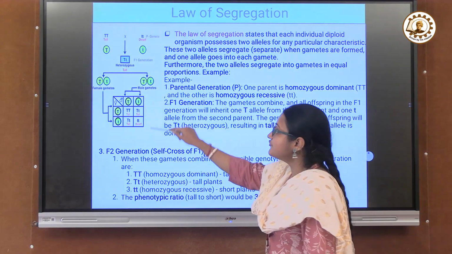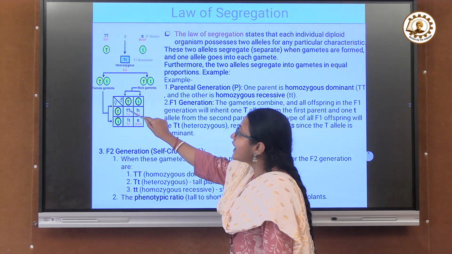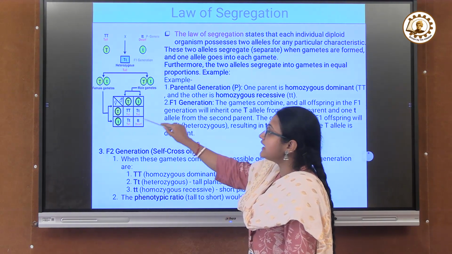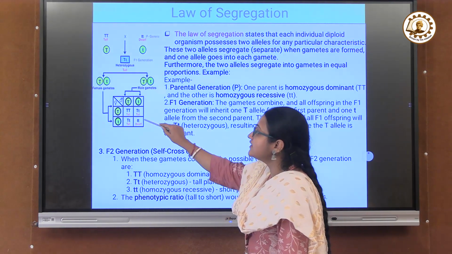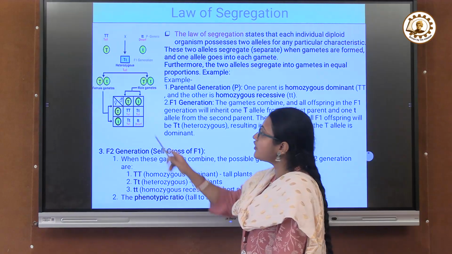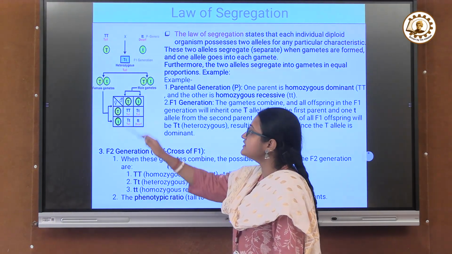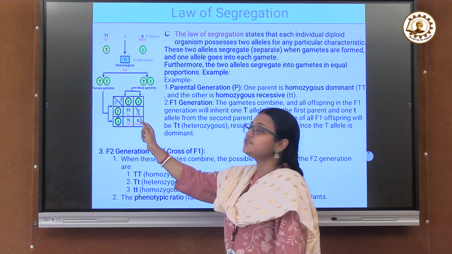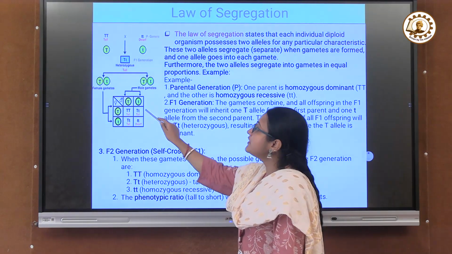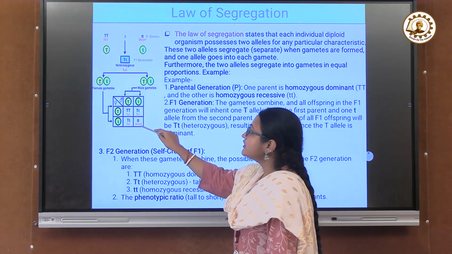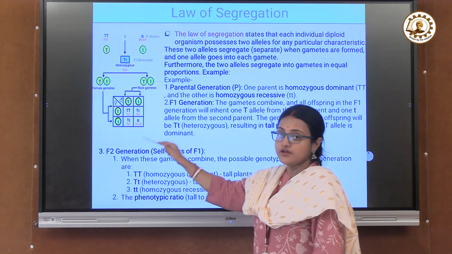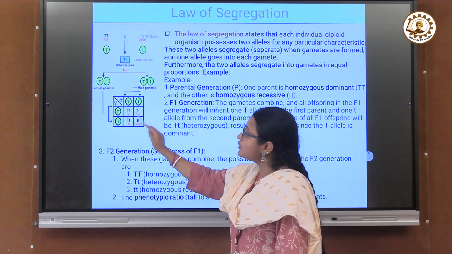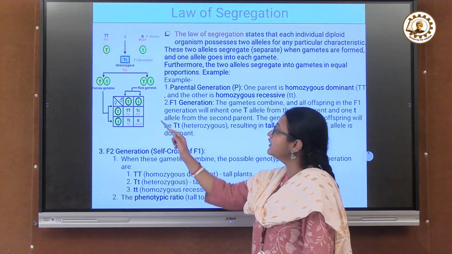Then it goes to F2, where you can see one capital T capital T, two capital T small t, and one small t small t. So there is a 25% chance of the progeny phenotype being tall. 25% capital T capital T means true tall, 50% chance will be heterozygous tall, and 25% chance will be dwarf. So the phenotypic ratio is 3:1, tall to dwarf: 3 tall, 1 dwarf.